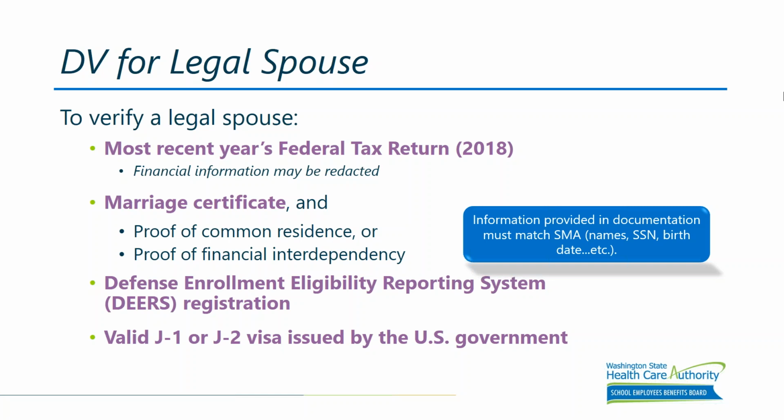What we're really looking for here is a connection between the eligible subscriber, the eligible employee, and that spouse. We want to make a connection that they are currently in a legal union, making that spouse eligible for SEBB benefits as a dependent.